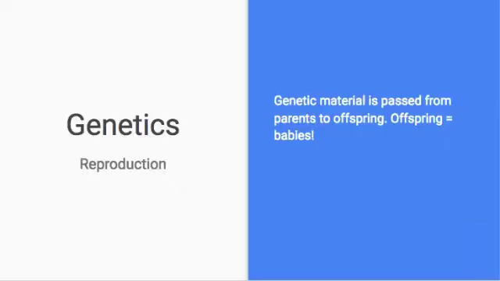So genetics first involves reproduction. It has to do with the genetic material that is passed from a parent or parents to their offspring. And offspring equals babies, but we'll often refer to it as offspring and not necessarily babies.